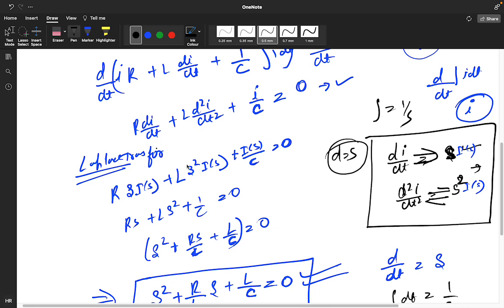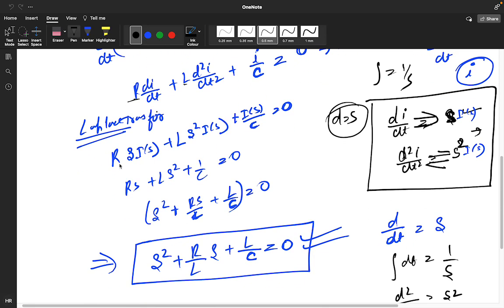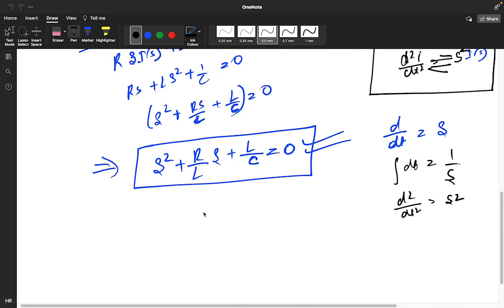L d square i by dt square can be written as L s square I of s, because these are the components, so they remain like that only. R, L, C will remain like that only, but your i will be converted into capital I of s. If voltage was there, capital V will be converted into capital V of s. So Rs I of s plus Ls square I of s plus I of s by c. Everywhere I of s is there, so I of s will be taken common. It is equal to 0, and I took L common, so I am getting one standard form, s square plus R by L s plus L by c.